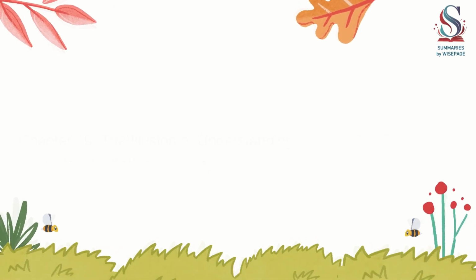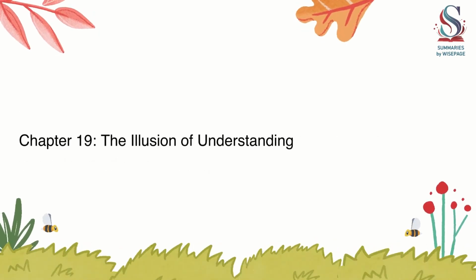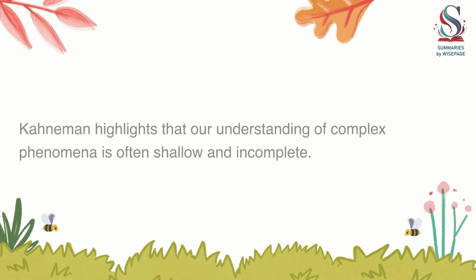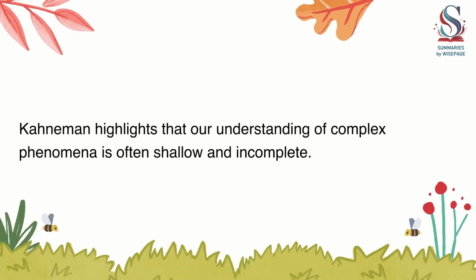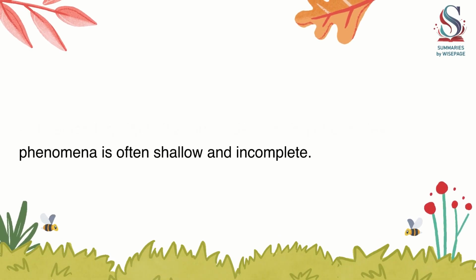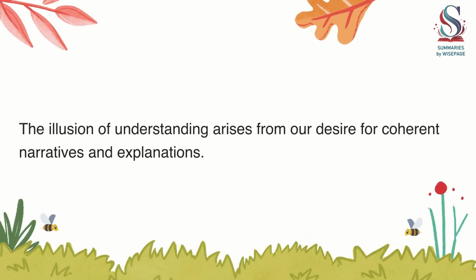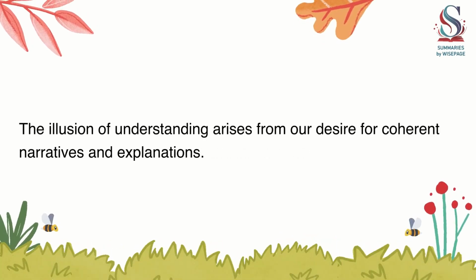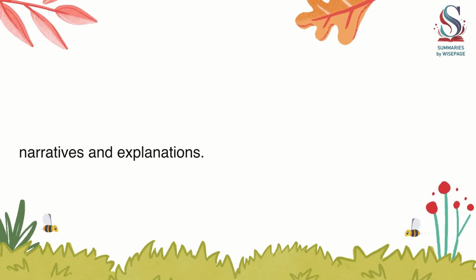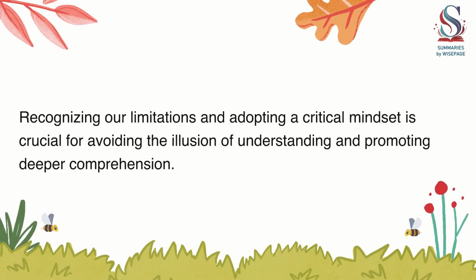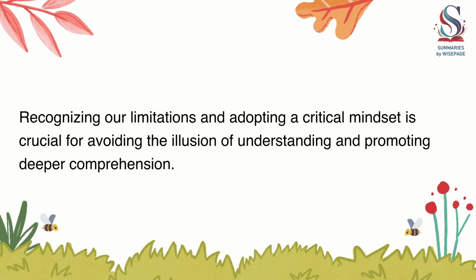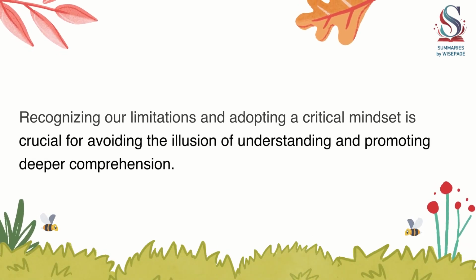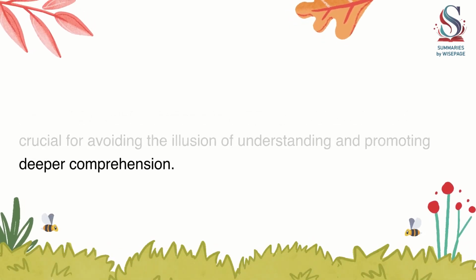Chapter 19: The Illusion of Understanding. Kahneman highlights that our understanding of complex phenomena is often shallow and incomplete. The illusion of understanding arises from our desire for coherent narratives and explanations. Recognizing our limitations and adopting a critical mindset is crucial for avoiding the illusion of understanding and promoting deeper comprehension.